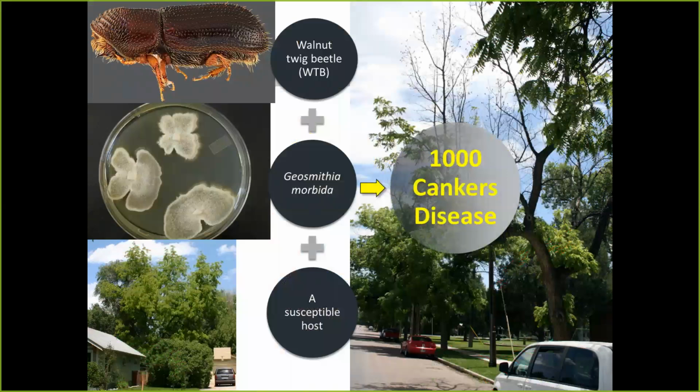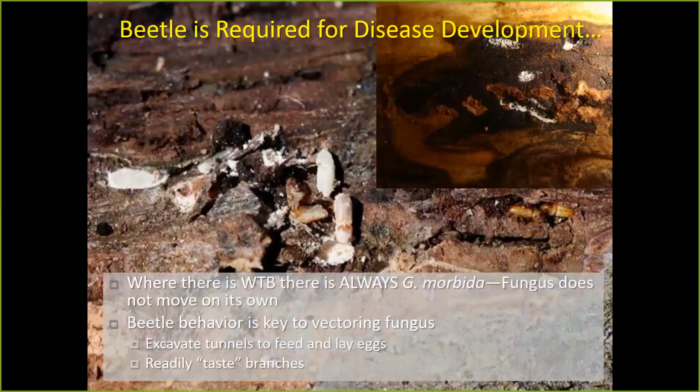Thousand cankers disease is a disease that requires black walnut and a fungus called Geosmithia morbida, which causes localized necrosis, or localized dead spots, underneath the bark, and it needs a walnut twig beetle or some other insect vector that can transmit it to a new tree. All three things have to be in play. The fungus does not move on its own. It needs an insect vector.